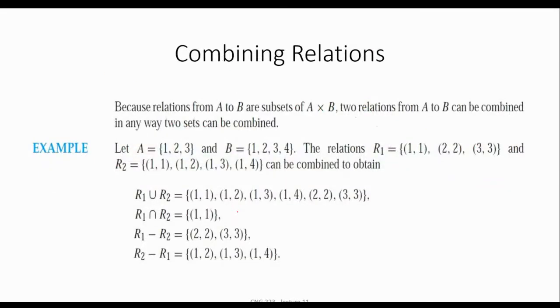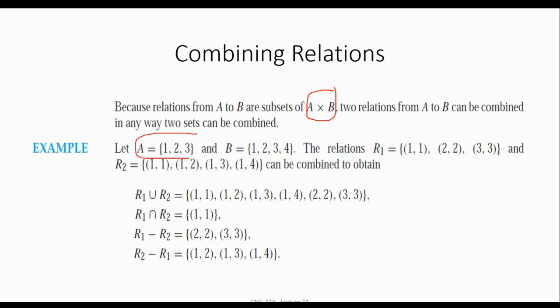So what about combining relations? Because relations from A to B are subsets of A times B as a Cartesian product, we know, two relations from A to B can be combined. Anyway, two sets can be combined. So exactly the same way it happens.